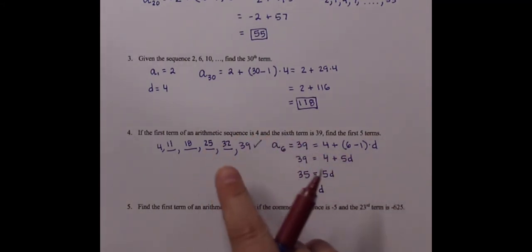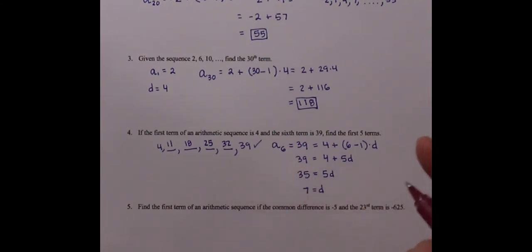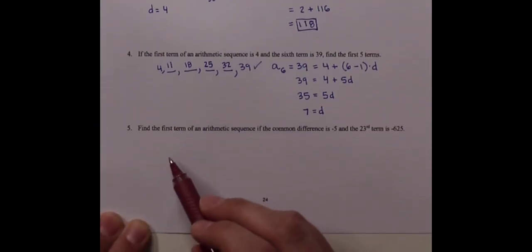So on that one, we had to just use what we knew, what we had available, which was our formula for arithmetic sequences. And then number 5 here.